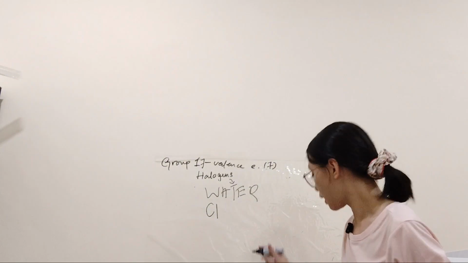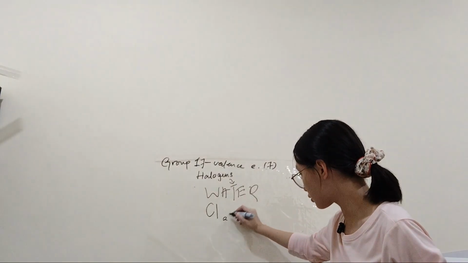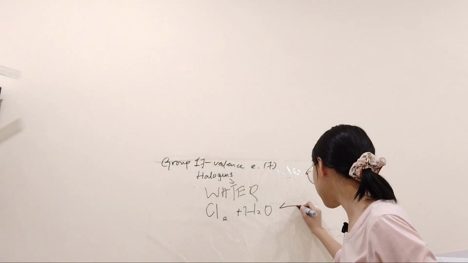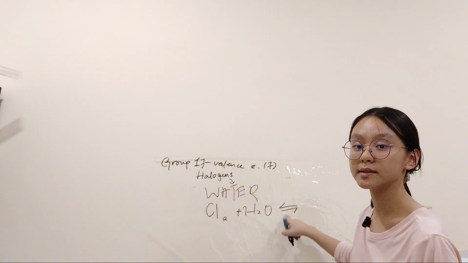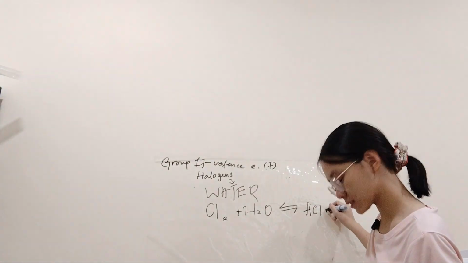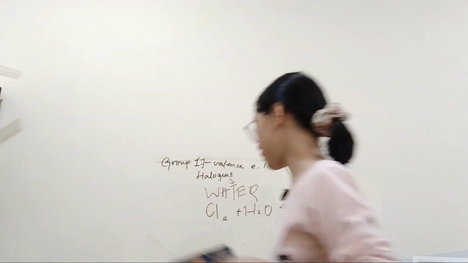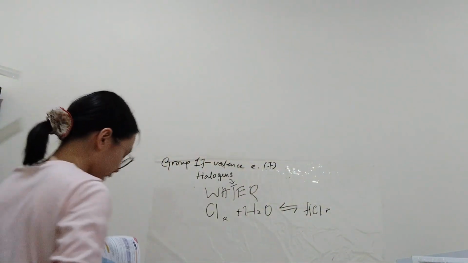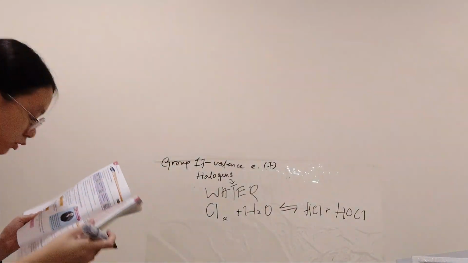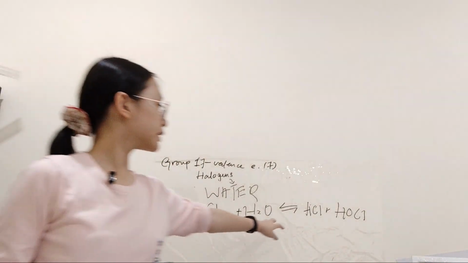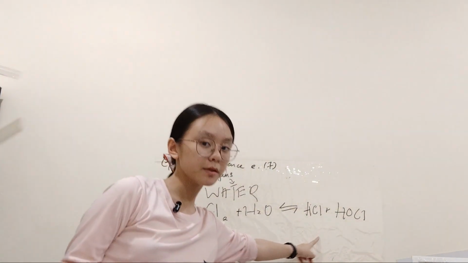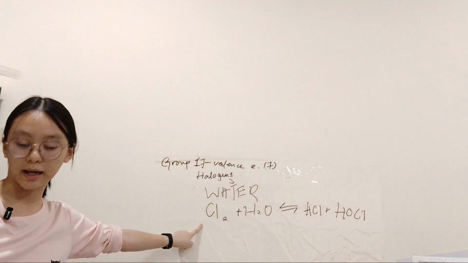So, you look at the symbol here, it's like Cl2 gas plus H2O. They put this symbol. Small reminder, this is a symbol to indicate that the products here, HCl plus HOCl, hypochlorous acid. This is a reversible process, meaning the products here can form back to what the reactants were.